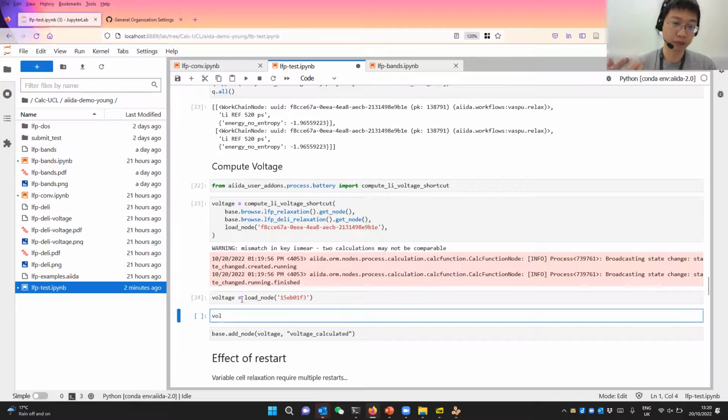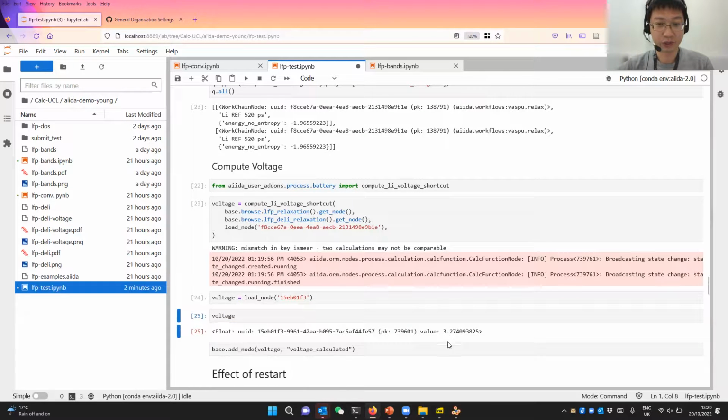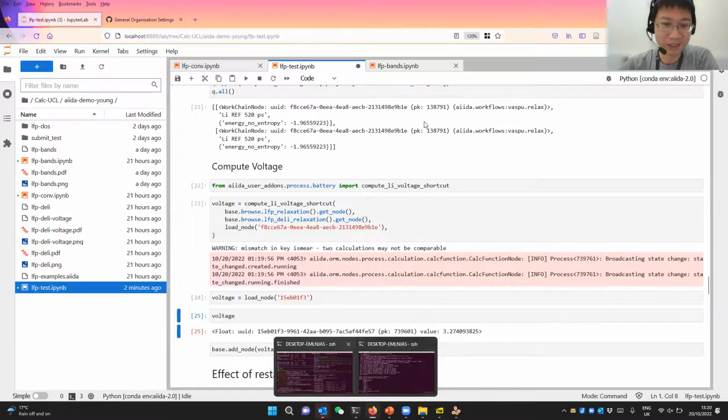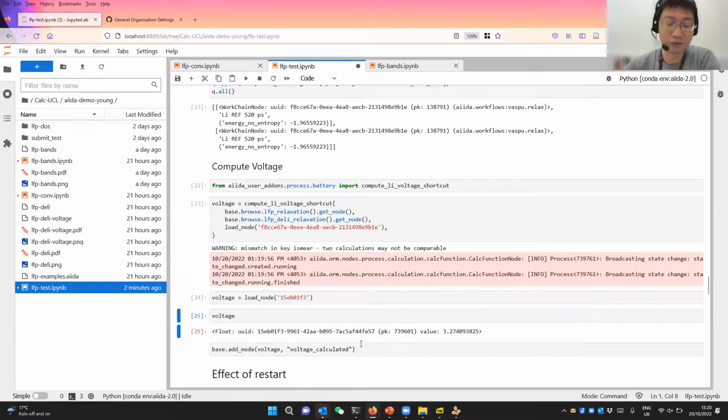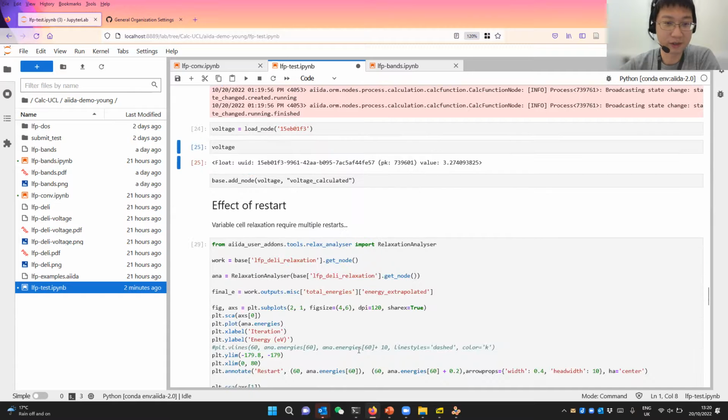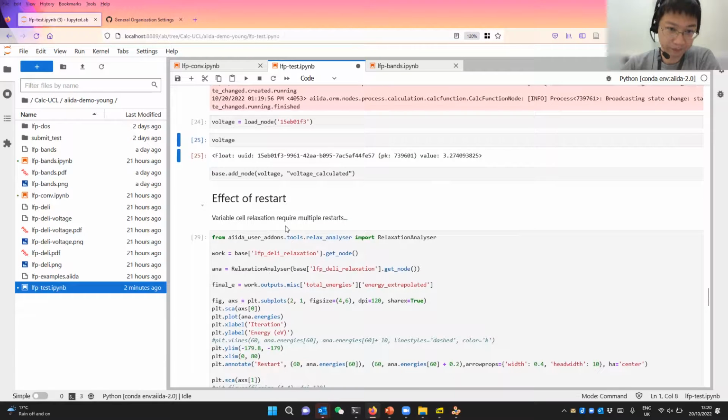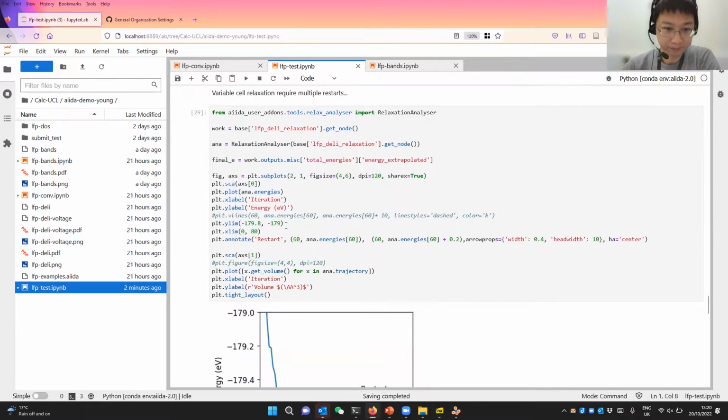Here I'm just loading the computed results. So I have the voltage, which is a value of about 3.27. You will notice this is different from the one I showed, because I got 3.3. It turns out it was because the calculation I ran through the terminal was actually not converged. The geometry optimization did not converge. But if I run with this, it will warn me if it didn't converge, or it will automatically restart.